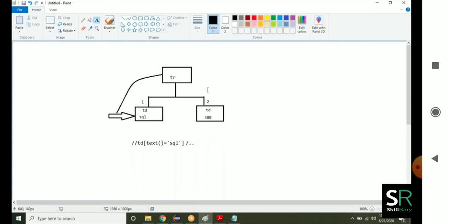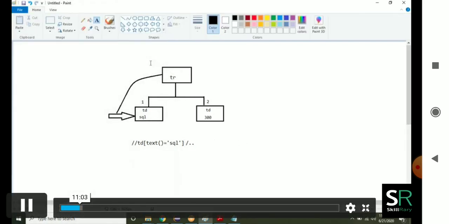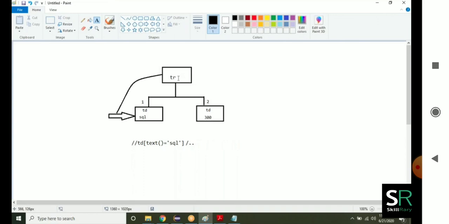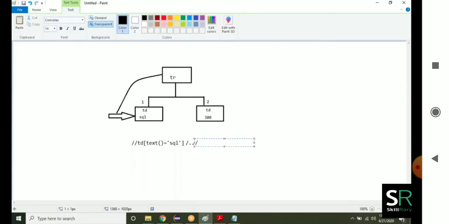From TR, I should move to this TD. Tell me how to go there. From this TR, I should move to this TD, the 300 price. Tell me how to go. Double slash TD, slash, correct. Slash TD, slash TD text function.